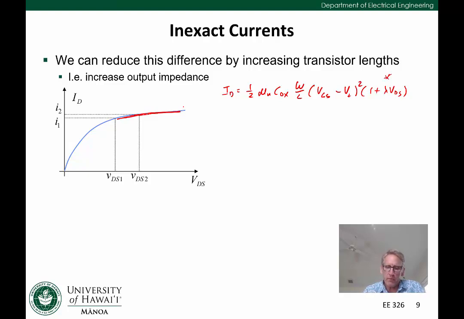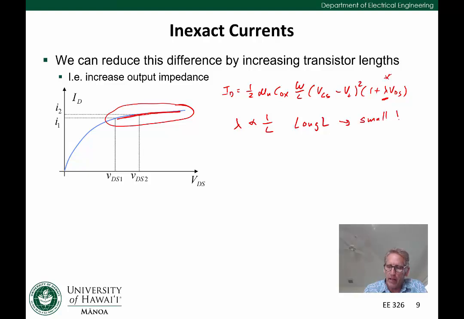So what we'd really like is for this transistor response to be very, very flat. And that means we want lambda to be small. Turns out that lambda, this channel length modulation term, is proportional to 1 over L. So long L means small lambda.